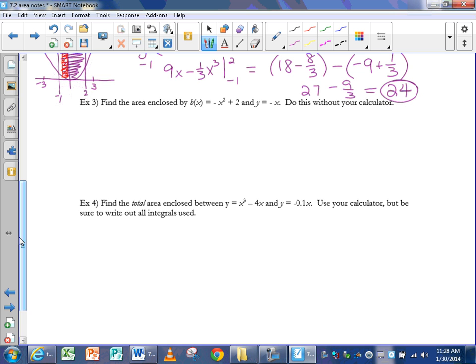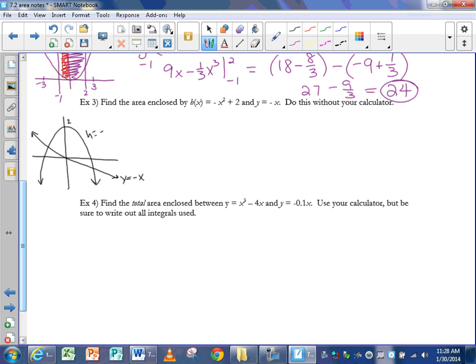All right, so now one more without our calculator here. Find the area enclosed by another parabola, and this time a slanty line. Not a big deal. So if I want to draw the graph of negative x squared plus 2, that's going to be an upside down parabola with its vertex at 2 up here. And then if I draw y equals negative x, it's going to come through the origin and look something like that.